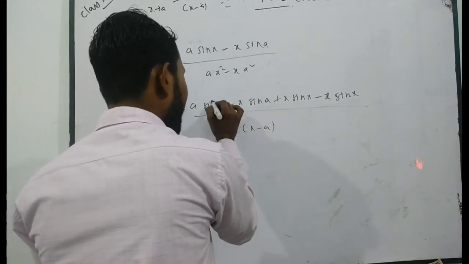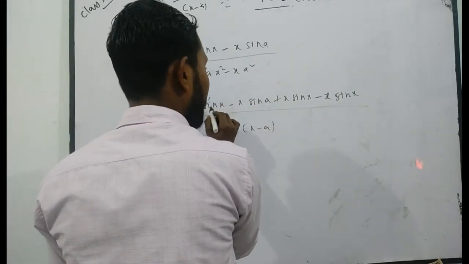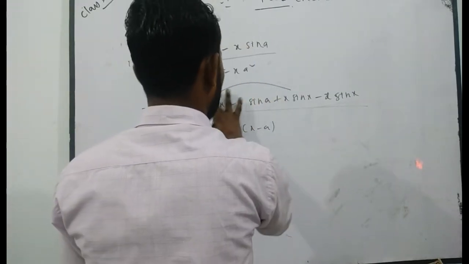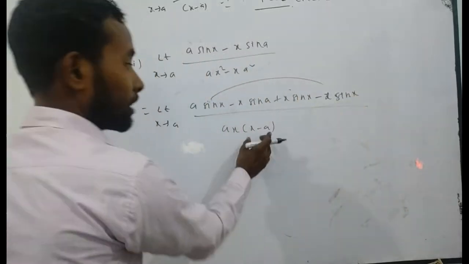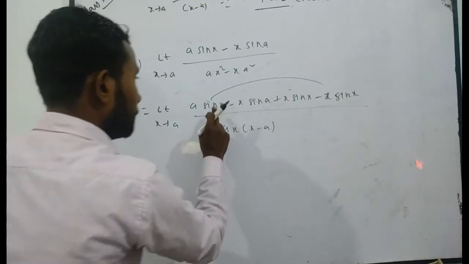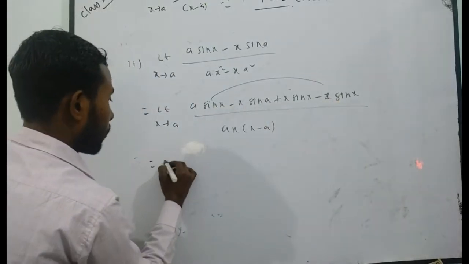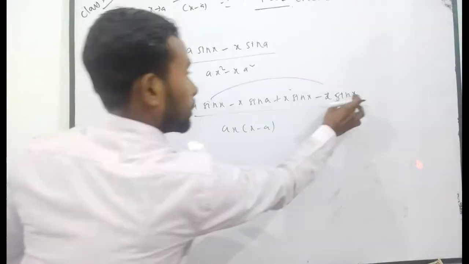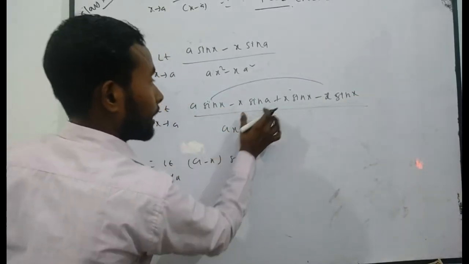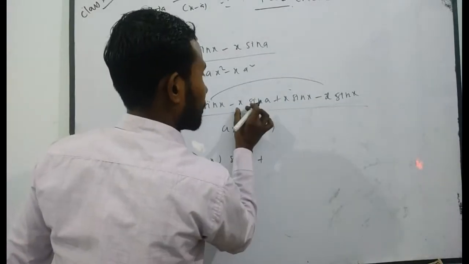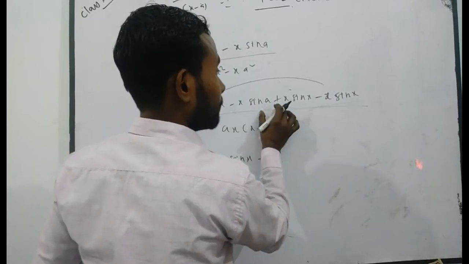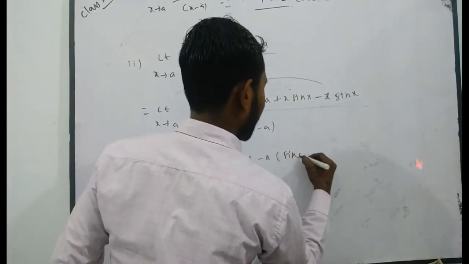Simply take common a minus x. If you take sin x common here, sorry, don't take it here. Take common here, because there should be x minus a. If you take it common here, what do you get? Limit x tends to a. This will be (a minus x) times (sin x plus x). If you take common a minus x here, you get sin a minus sin x.